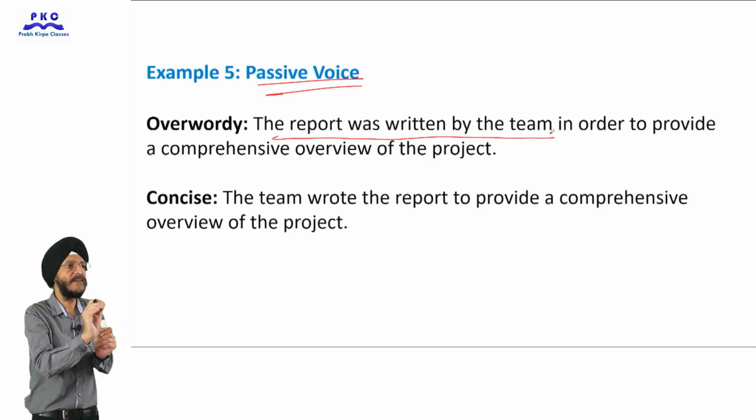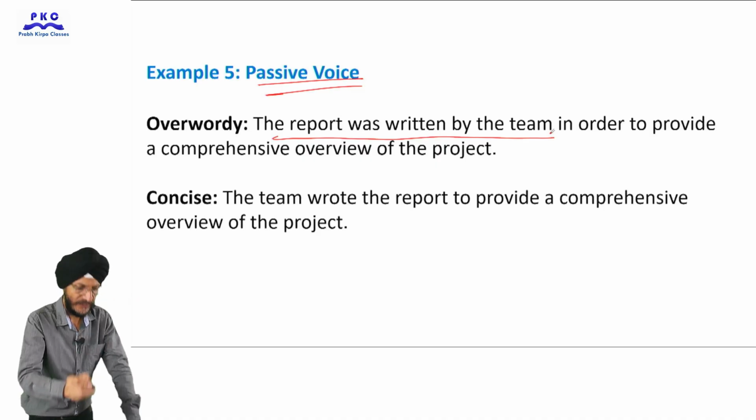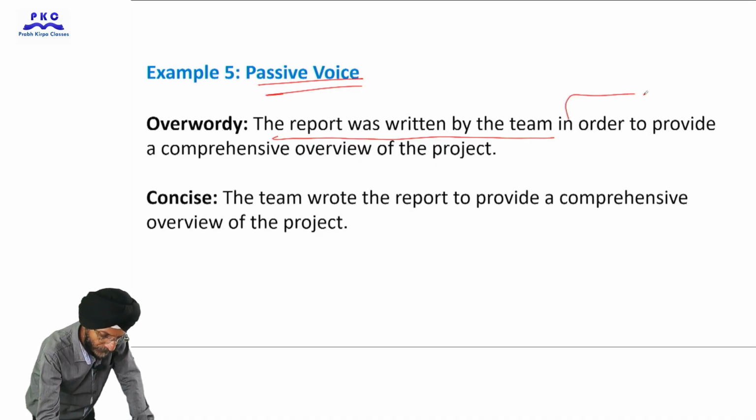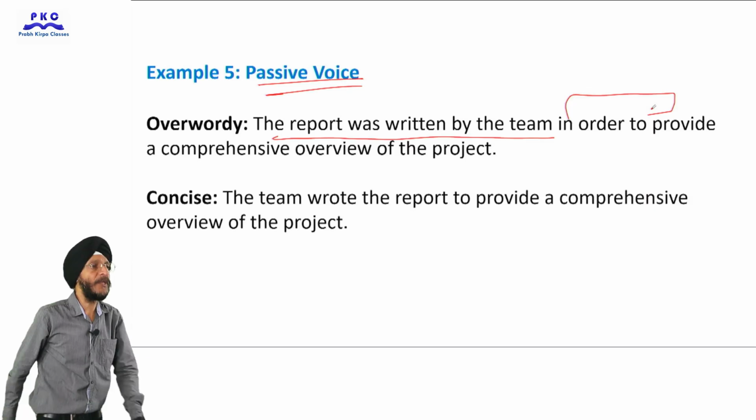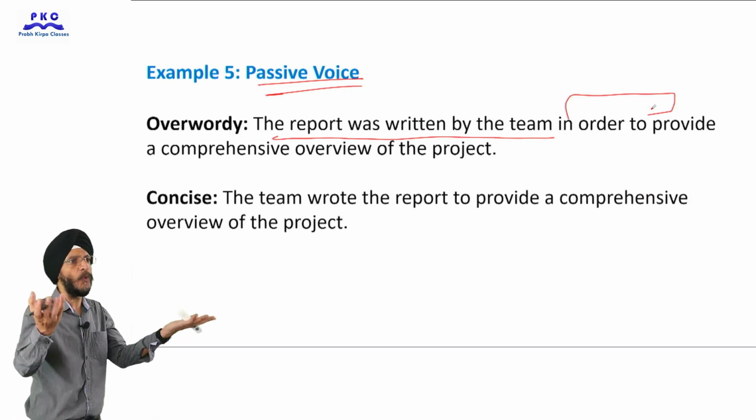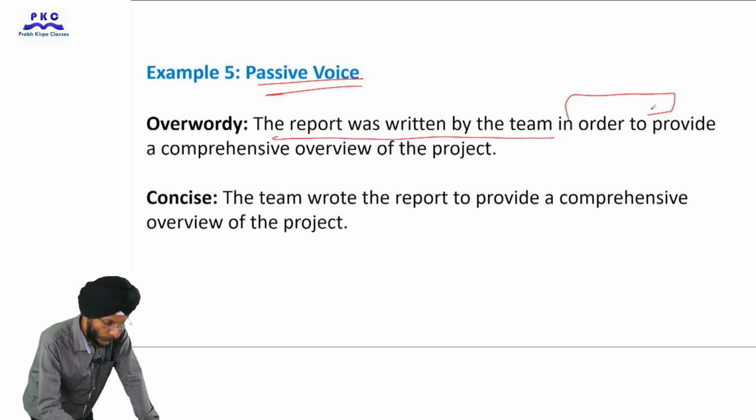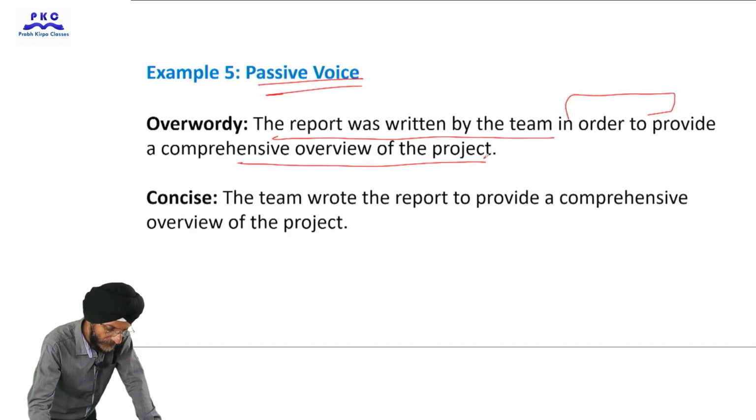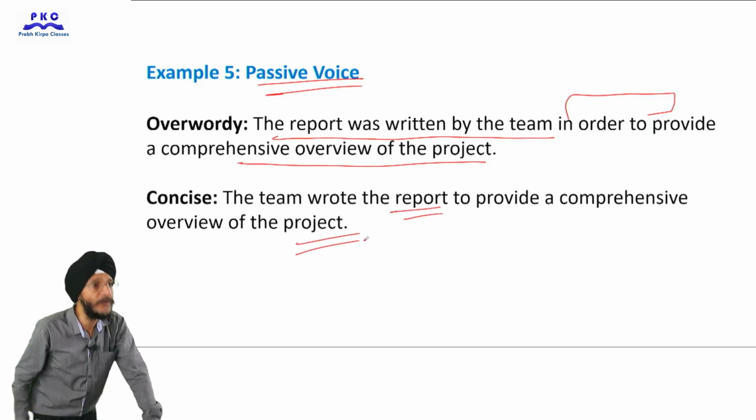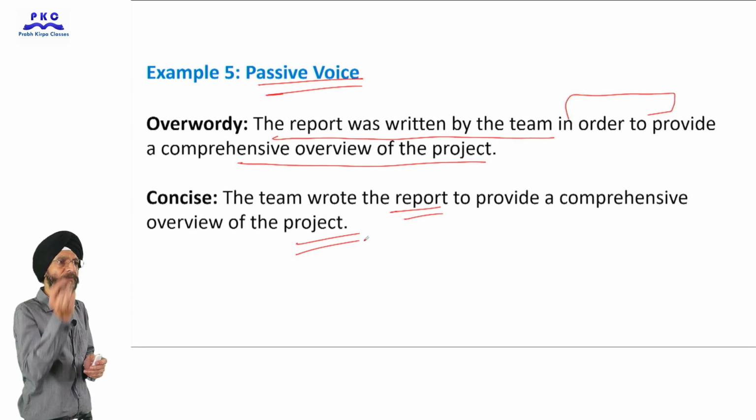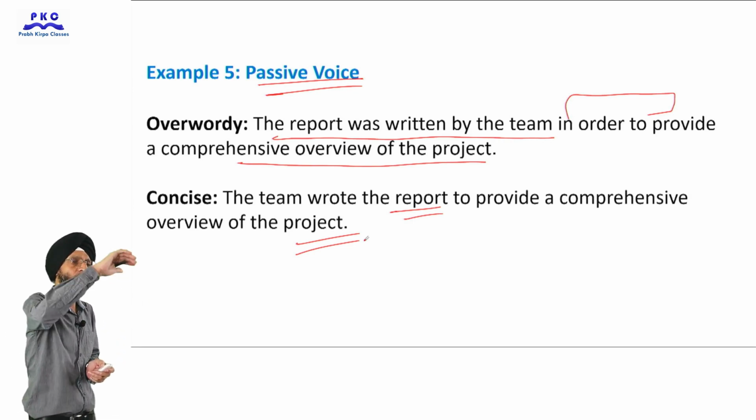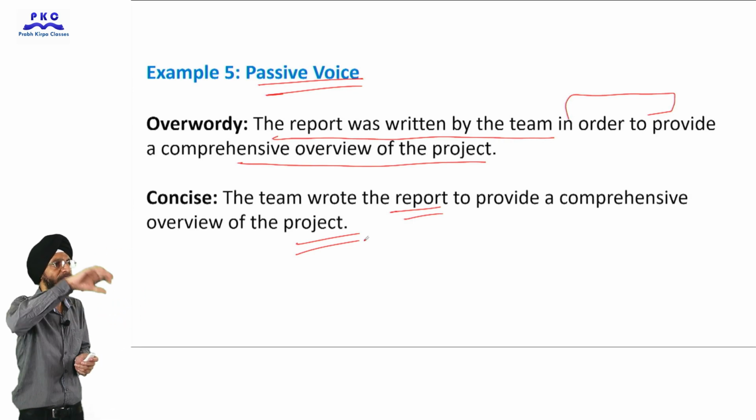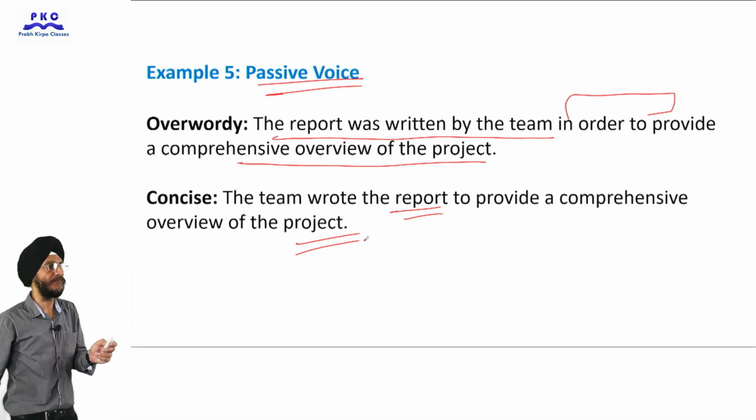It is indirect. We are making use of passive voice. In place of "in order to", we can simply say "to provide a comprehensive overview of the project." So we have rewritten it: the team wrote the report to provide a comprehensive overview of the project. We have made use of active voice instead of passive voice. We have converted or rewritten the sentence in active voice.